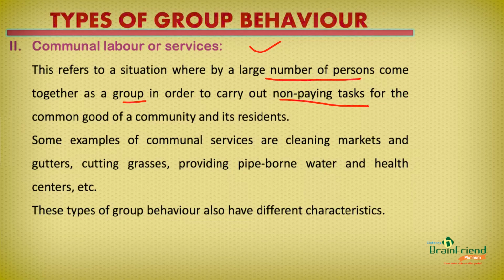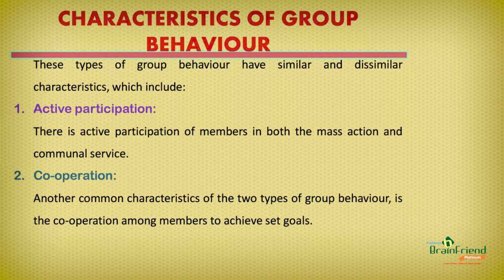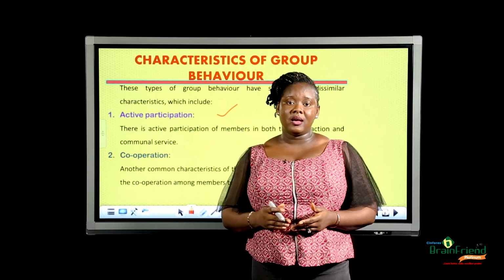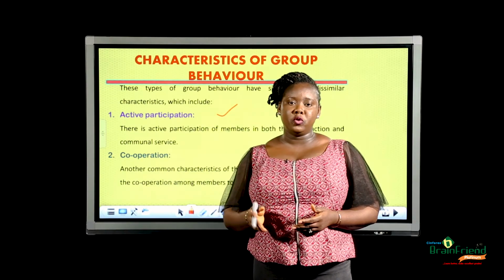Now let's move on to look at the different characteristics of the types of group behavior. The two types of group behavior we looked at both have similar and dissimilar characteristics. These include, one, active participation. Active participation is a common characteristic found in both types of group behavior.